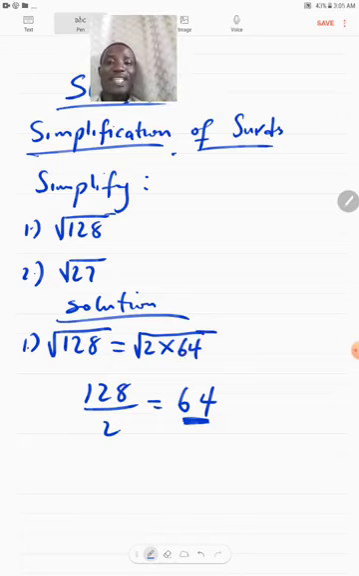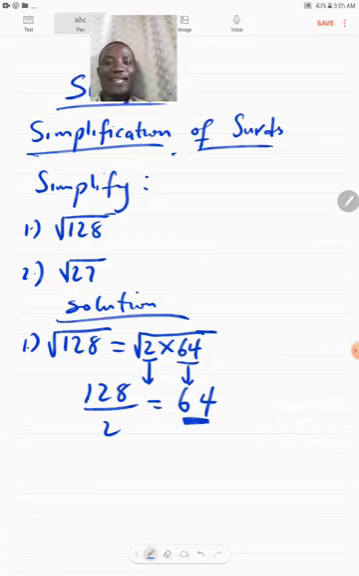I hope you are getting this now. So I can break 128 down to 2 times 64. Using knowledge of prime numbers and perfect squares, the 2 here is a prime number. The 64 here is a perfect square. And that makes sense. So you should start by dividing the number first with your prime number.